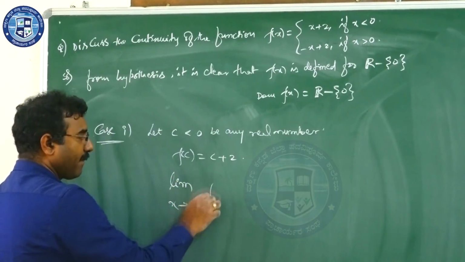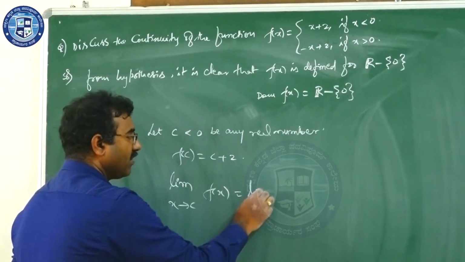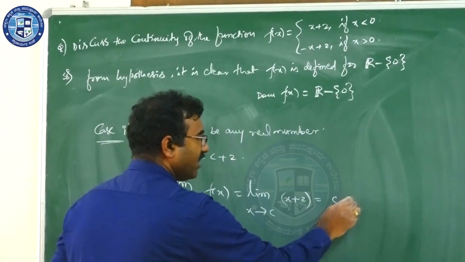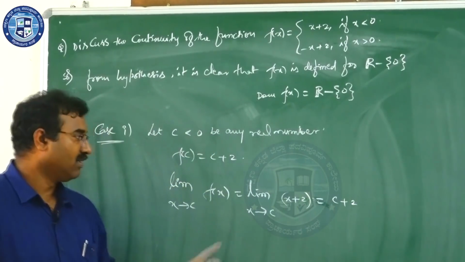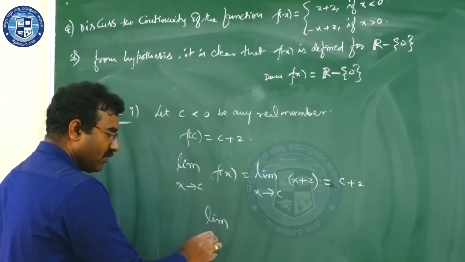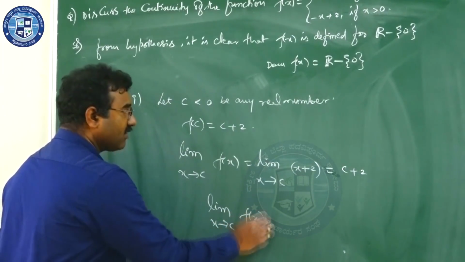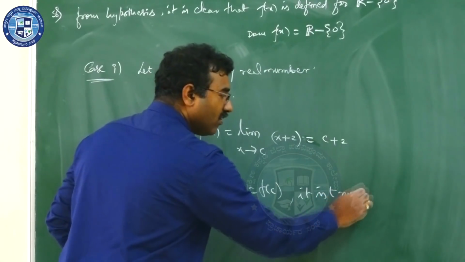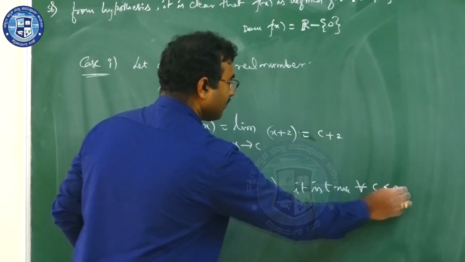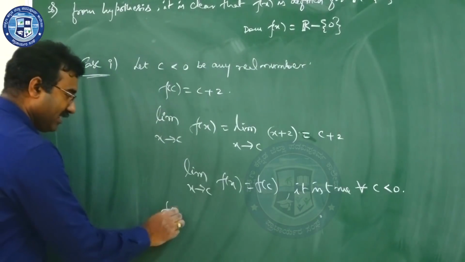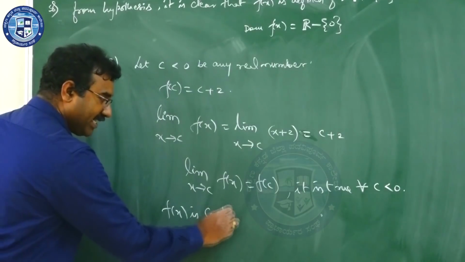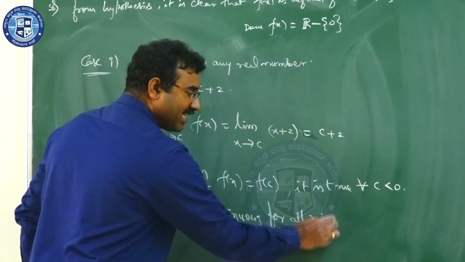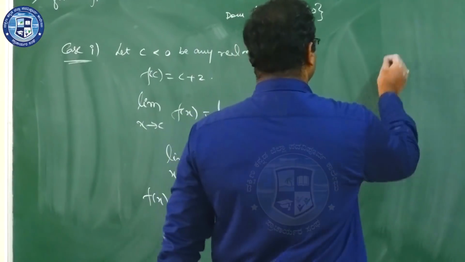So, that is why limit x tends to c, f(x) is equal to limit x tends to c, x plus 2. So, you are getting c plus 2, right. So, the limiting value is the same as f of c: limit x tends to c, f(x) is equal to f of c. It is true for all c less than 0. That means f(x) is continuous for all x less than 0, or for all negative values.